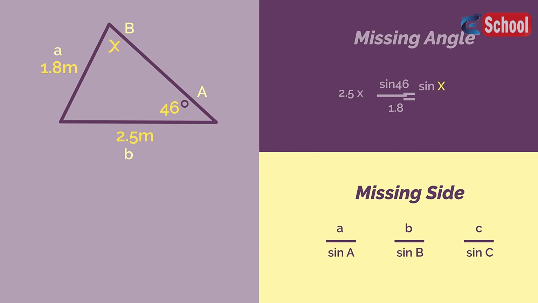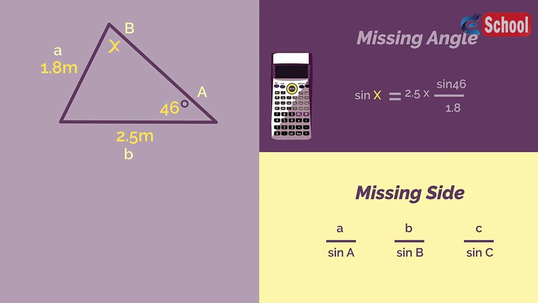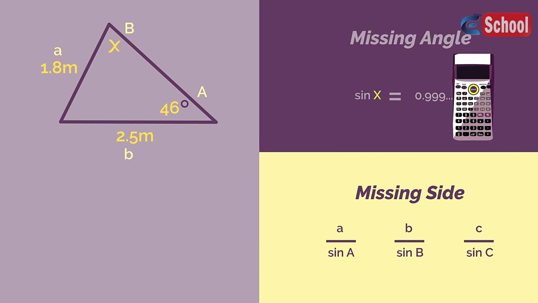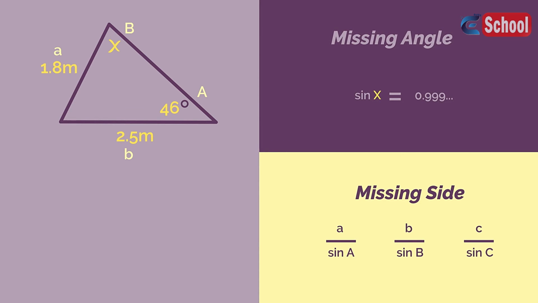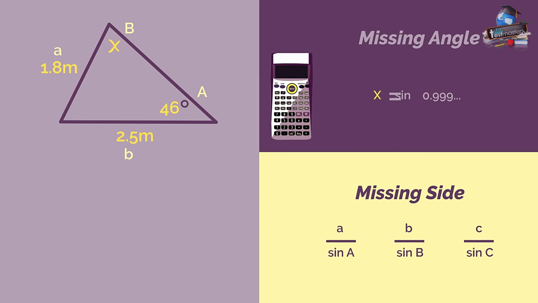A little bit of rearranging, so multiply both sides by 2.5 and they cancel out on this side, and we get 2.5 multiplied by sine 46 divided by 1.8, which we can enter into our calculator. So then sine x equals 0.999 and so on. Remember, to get x on its own, we must use inverse sine. In our calculators, type in sine to the minus 1, brackets 0.999, etc. Close brackets, enter. So that gives us 87.5 degrees.